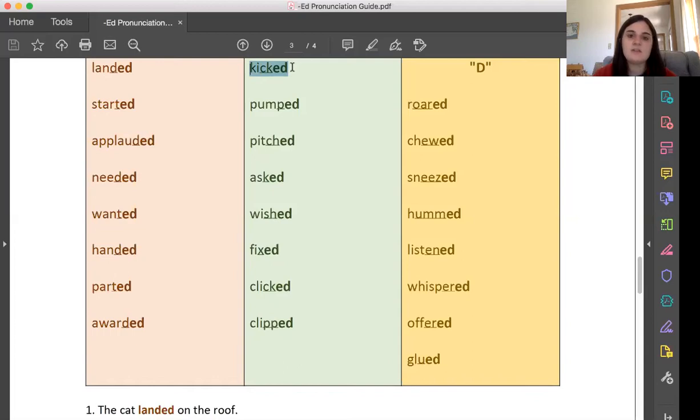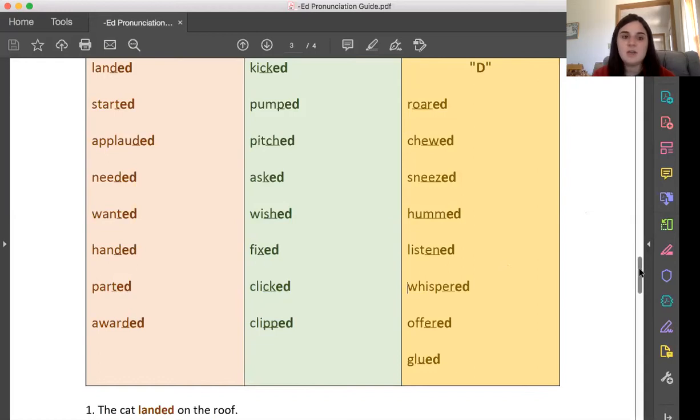Kicked, pumped, pitched, asked, wished, fixed, clicked, clipped. So you need to practice saying these words again. So right, we've practiced awarded, clipped, parted, clicked.